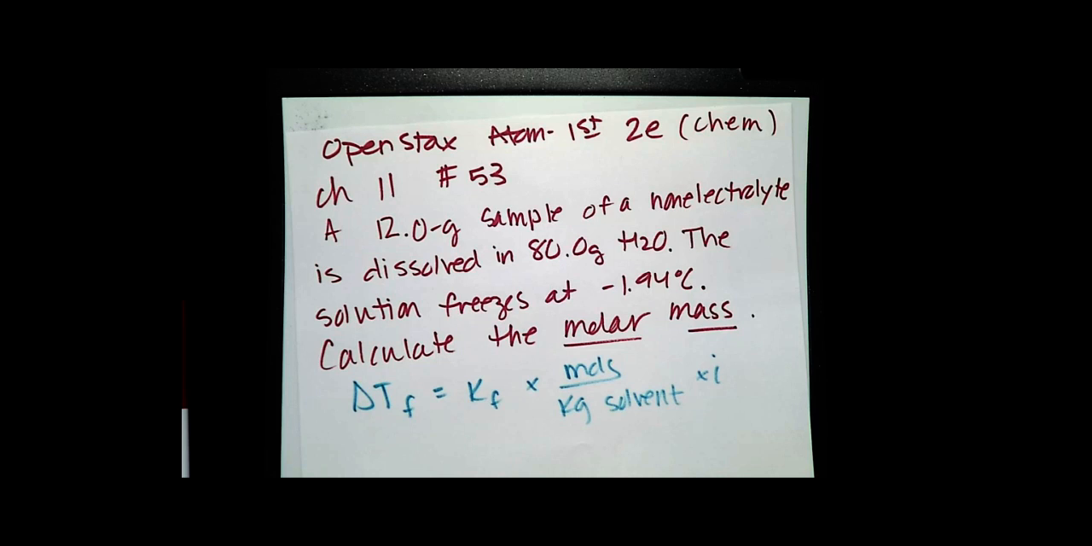Okay, in this problem I know that i equals 1 because it says non-electrolyte. Electrolytes are soluble ionic compounds. I sometimes just call them salts. And they break up into particles, ions, in water. So non-electrolyte means it's soluble in water, but it stays as one unit.